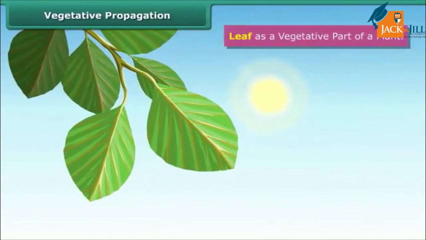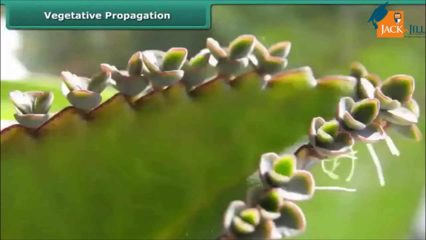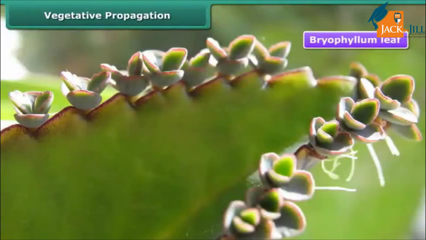Leaf as a vegetative part of a plant. In plants like Bryophyllum, leaf is the vegetative structure that helps in vegetative propagation of a plant. Many small buds arising at the margins of the leaves under suitable conditions form new plants.